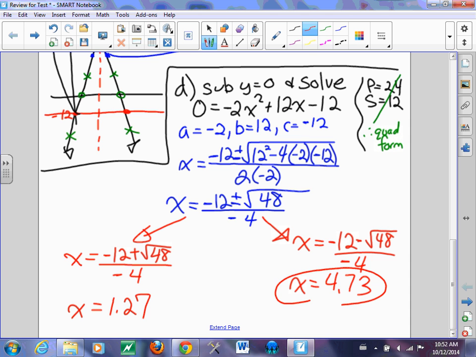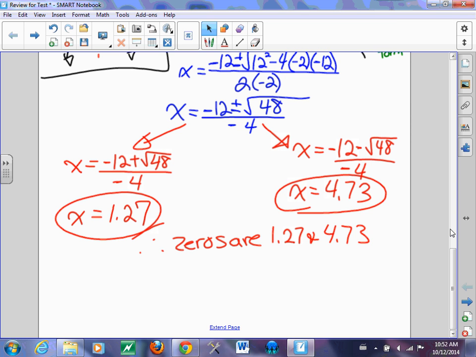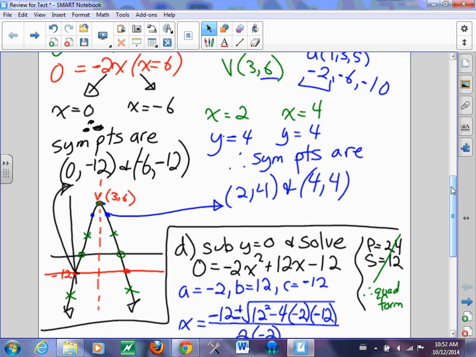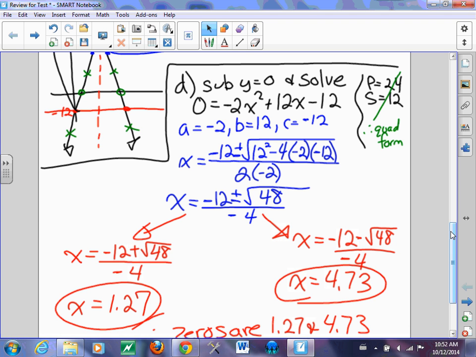Now, ladies and gentlemen, these are the zeros. You could also have used this and set symmetry points for these. So you could say, these are your solutions for your zeros. Therefore, zeros are 1.27 and 4.73. But you could have used that as well, folks, to find two symmetry points. They just aren't even numbers. So that's why we like to use the partial factoring or the two methods up above, because they give us whole data points. Technically, these are still your zeros, but they have decimals. All right, so that should be a good review warm-up.